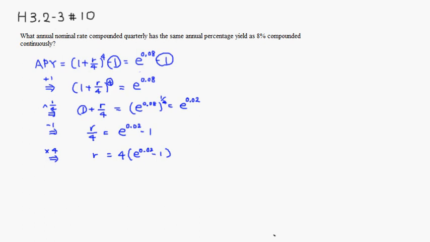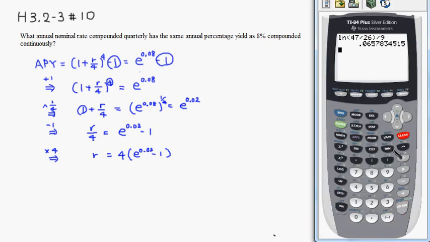All right, so let's get the value. Bring out the calculator. We want to find 4 times, open parenthesis, the exponential function e to the 0.02, minus 1, close parenthesis, then hit enter. It came out to be 0.0808, about 0.08016 or so.